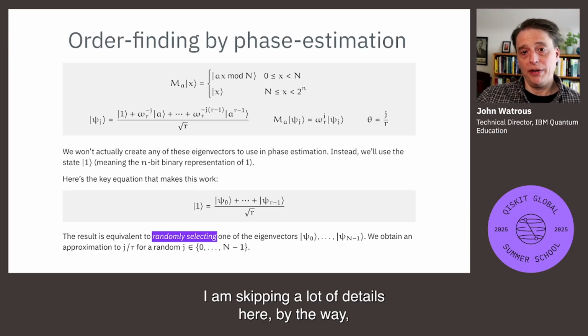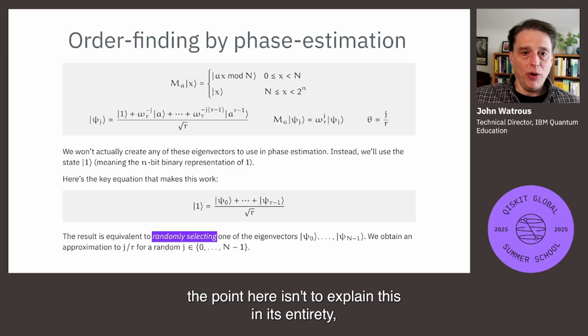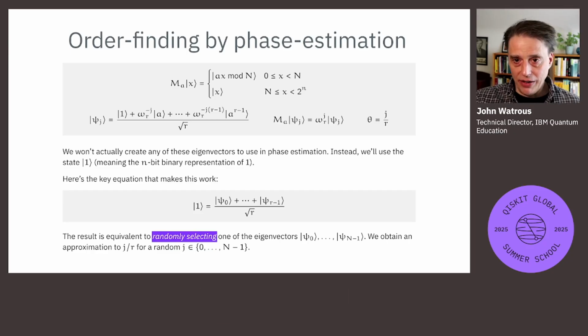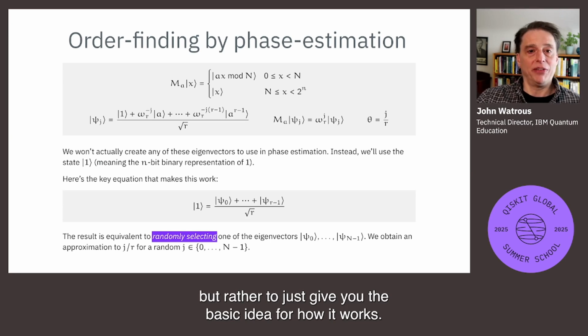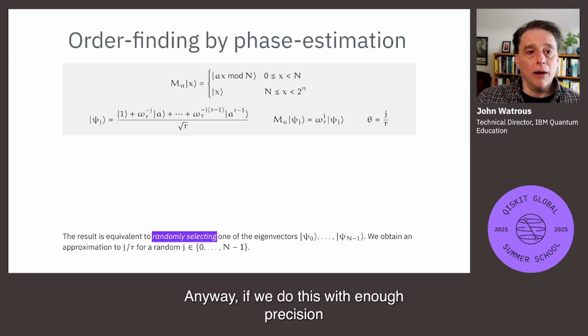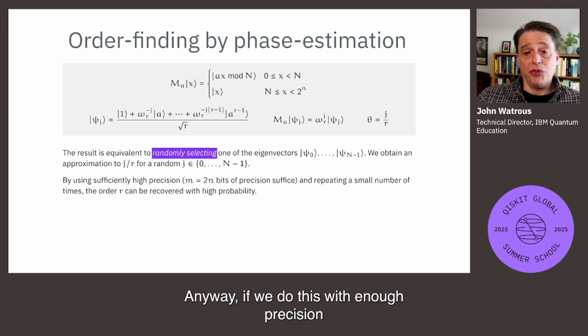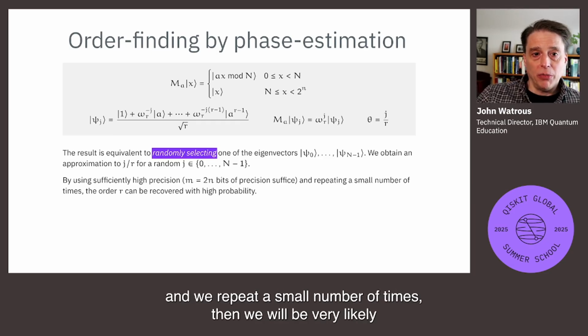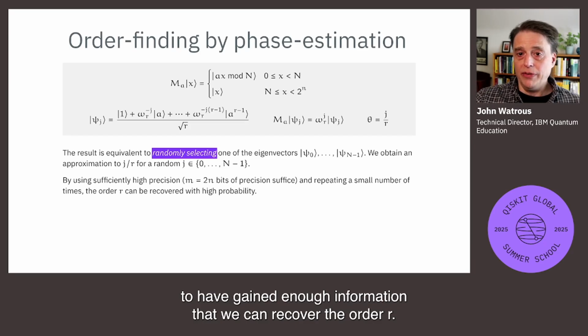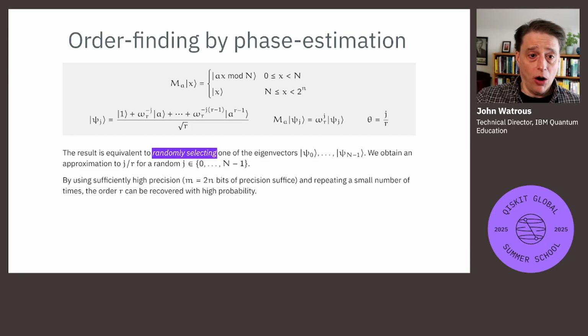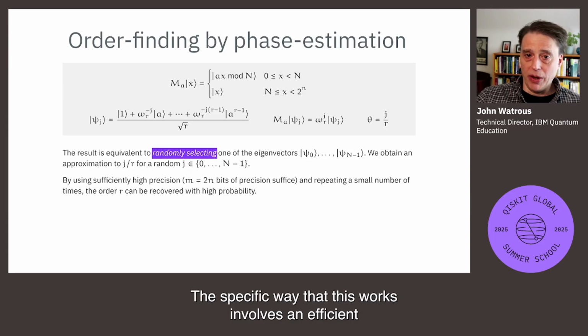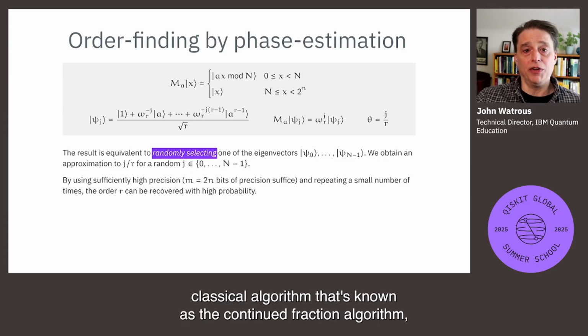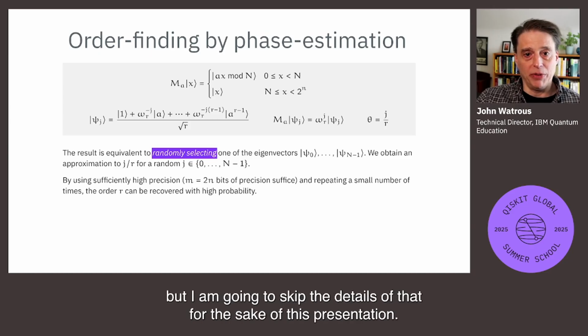I am skipping a lot of details here, by the way. The point here isn't to explain this in its entirety, but rather to just give you the basic idea for how it works. Anyway, if we do this with enough precision and we repeat a small number of times, then we will be very likely to have gained enough information that we can recover the order r. The specific way that this works involves an efficient classical algorithm that's known as the continued fraction algorithm, but I am going to skip the details of that for the sake of this presentation.